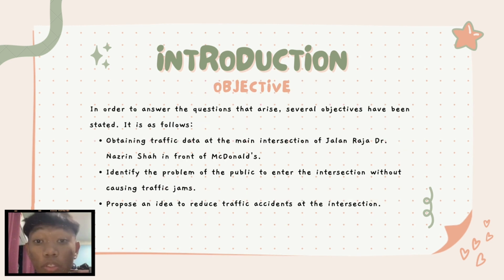The last part of the introduction is the objective. In order to answer the questions that arise, several objectives have been stated. It is as follows. Firstly, obtaining traffic data at the main intersection of Jalan Raja Dr. Nazrin Shah in front of McDonald's. Second, identify the problem of the public entering the intersection without causing traffic jams. Lastly, propose an idea to reduce traffic accidents at the intersection. That is all for me, I will give to NADIA HUSNA to continue the presentation.